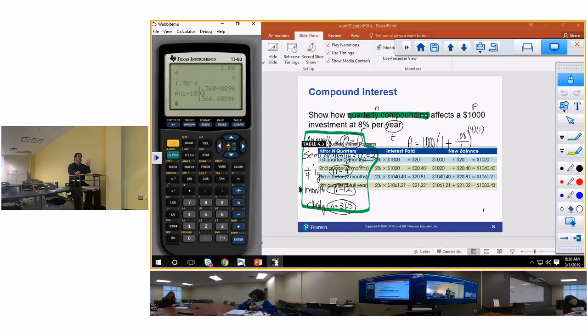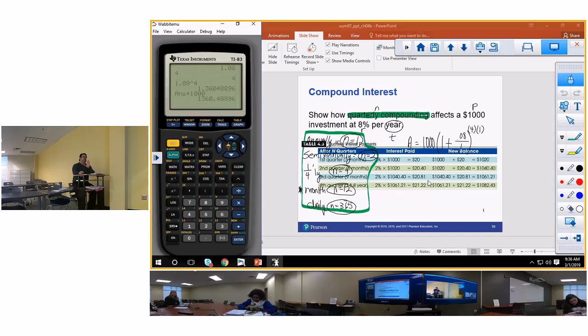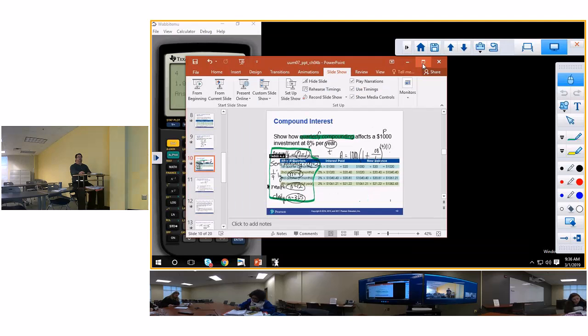Just trust me. I want you to learn how to do 1 plus r over n raised to the nt power. Do I put this on the test? No. This little chart they're doing, I don't know what they're doing. But you're going to have this question on the test. Just bear with me. I hate this book. I'm sorry, but I really hate this book.